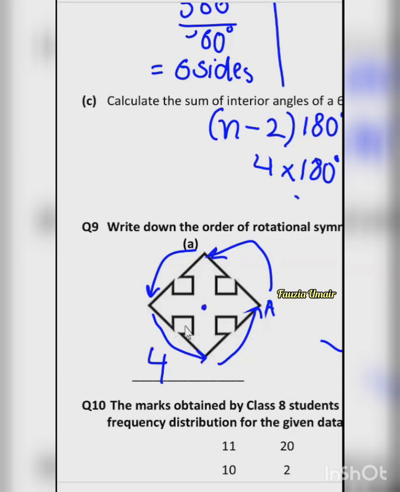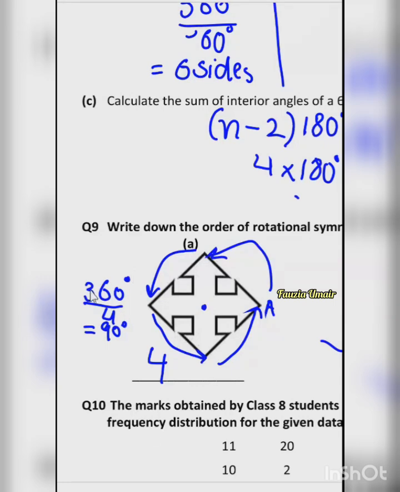So what is the angle of rotation? How can we calculate it? Angle of rotation is basically 360 divided by the order of rotation. So it is a total of 90 degrees, and we can see it from the figure also. After every 90 degrees, the rotational symmetry will be achieved.